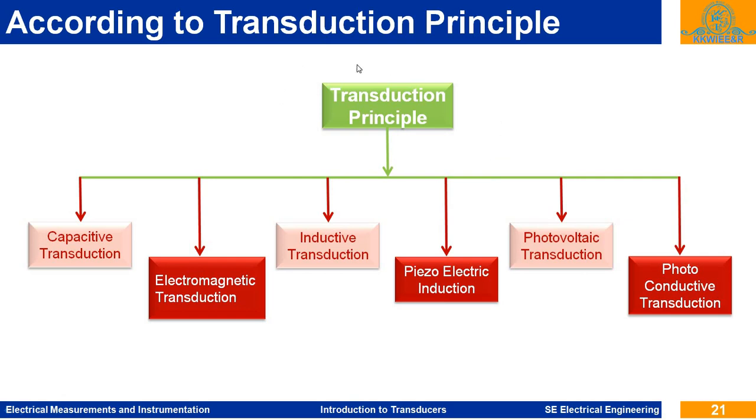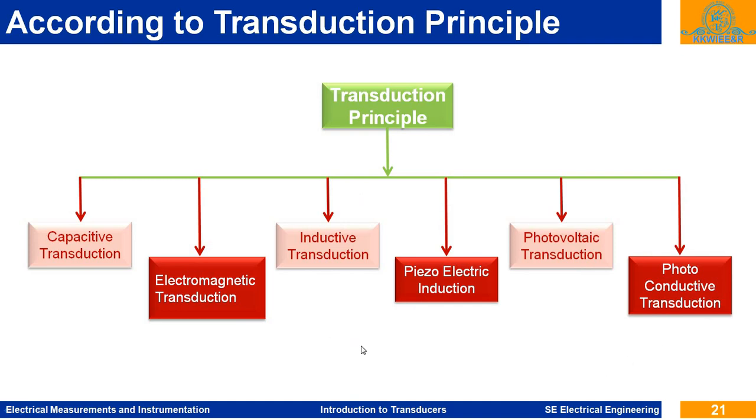Then, based on the transduction principle. Transduction means there is a special type of conversion of energy from one form to another form, so that is called transduction. Based on this transduction principle, these are the various transducers: capacitive transducers, electromagnetic transduction, inductive transduction, piezoelectric transduction, photovoltaic transduction, photoconductive transduction. So these are the different types of transduction principles.